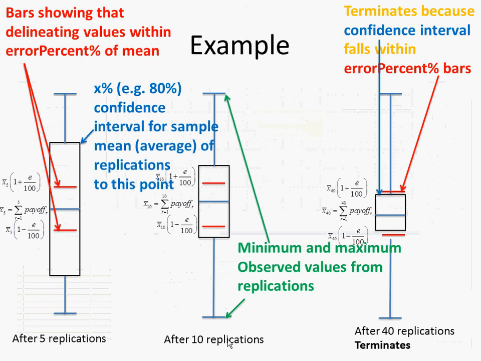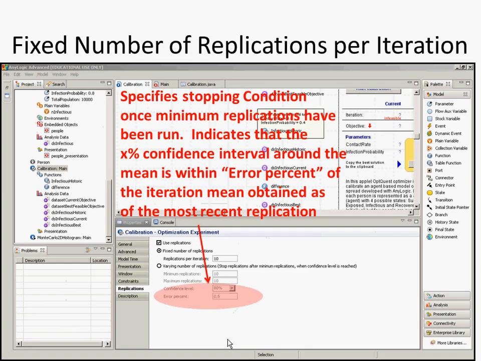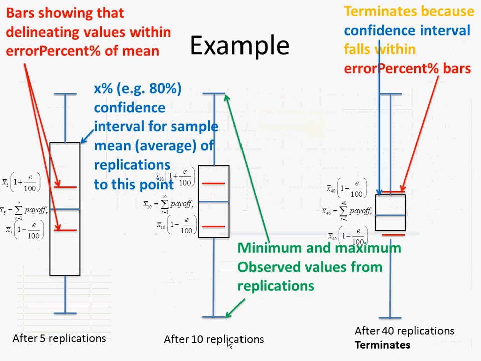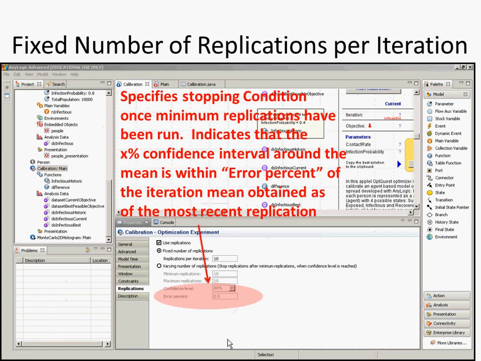Okay. So this is using a box plot where we show the maximum and minimum values. Here we're showing the confidence intervals and the values denoting a certain area within the mean. So, ladies and gentlemen, this error percent corresponds to the red values here, and the confidence level corresponds to this broader confidence interval. We're waiting for it to lie within the red values, this error percent.